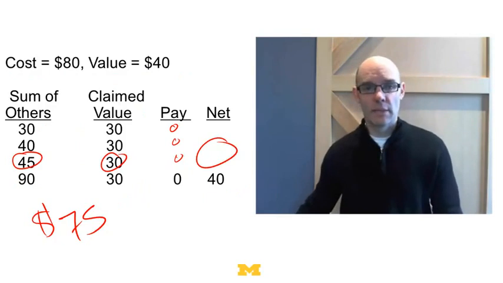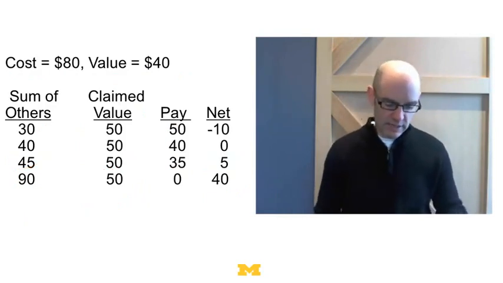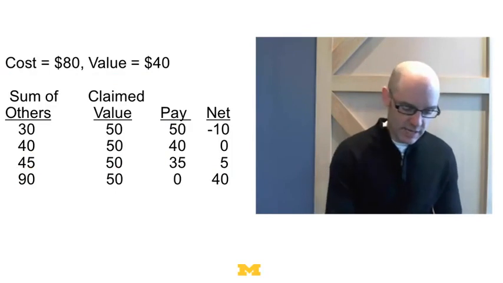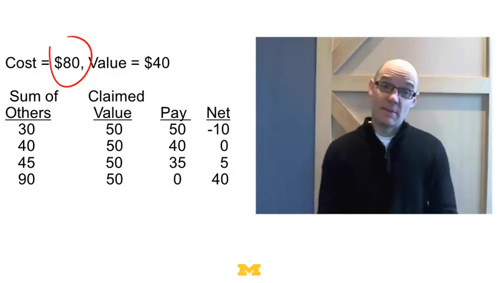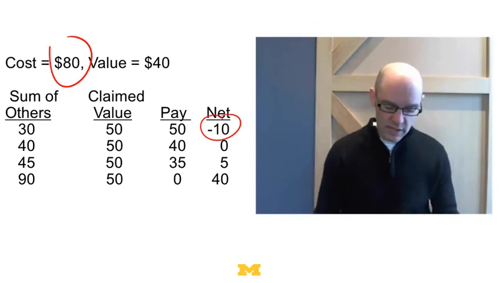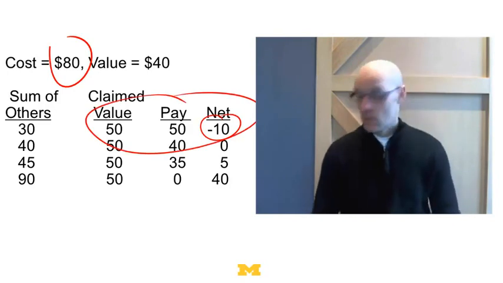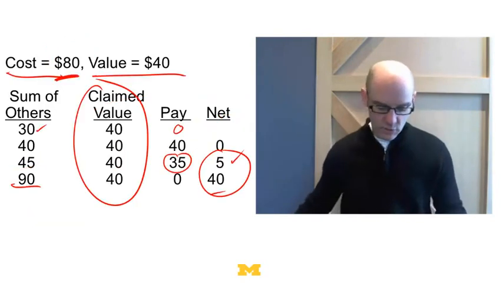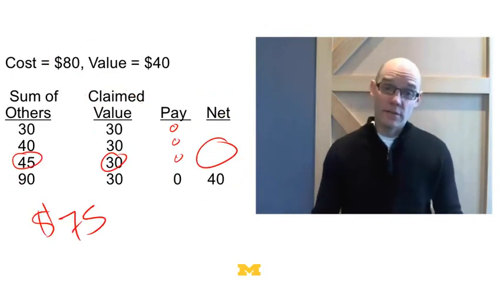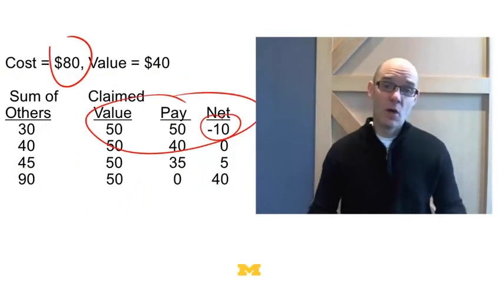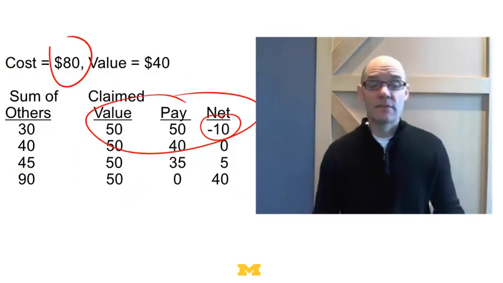What about overclaiming? Well, let's think. Suppose the value is 40. Now I claim 50. Well, if the sum of the others is 30 and I claim 50, 50 plus 30 adds up to 80, which is the cost, that means I'm going to have to pay 50 and I'm out 10. Now in the other cases, I'm going to pay only 40 or less, so I'm just the same as if I told the truth. But in this one case, I'm worse off. So what we see is, if I look at the cases, where I tell the truth, I get 0, 0, 5, and 40; where I understate, I get 0, 0, 0, 40; when I overstate, I get -10, 0, 5, 40. What you see is I'm best off telling the truth.